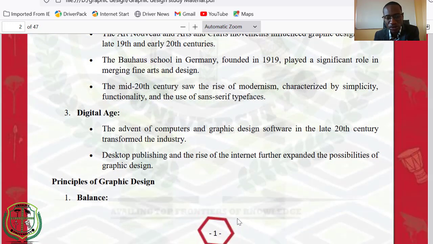Okay, so around the digital age, here we're talking about the current period when we're talking about computers. When computers came into existence, computers needed software, and that has transformed the whole industry to today, and today graphic design is a new component of design. Now, these computers, the desktop, they use the internet, and the internet brought in possibilities for graphic design to expand even further.